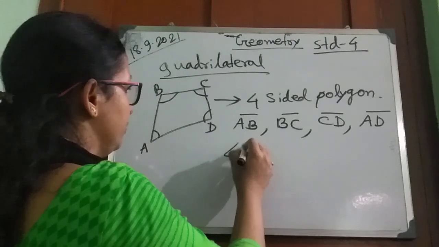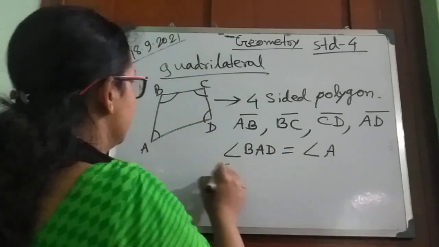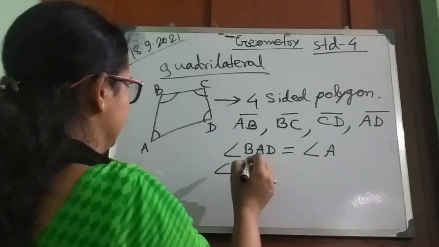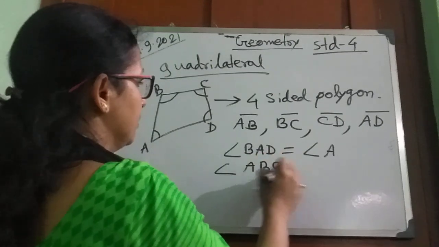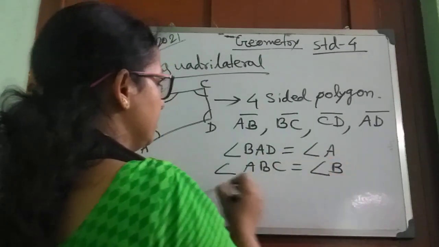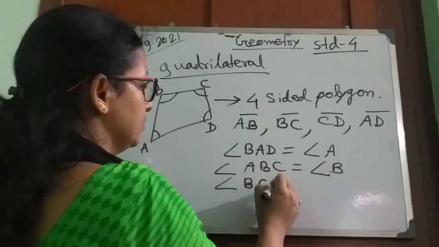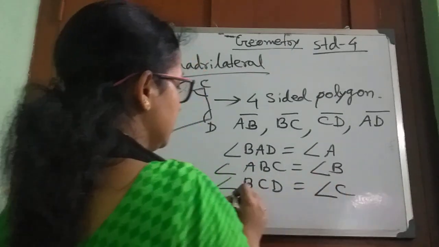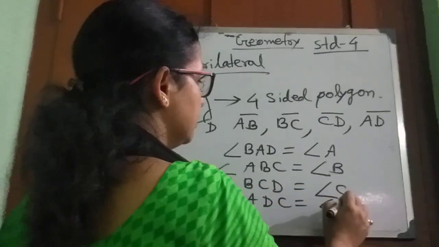Here, BAD is angle A, BCD you can write as ABC also, angle B, then BCD is angle C, and ADC is angle D.